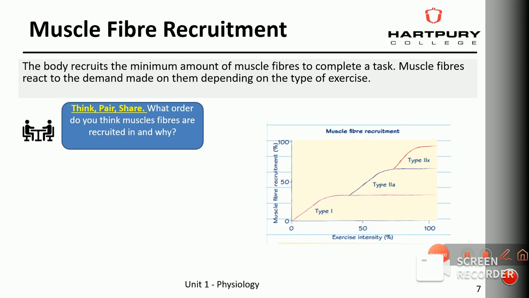So if we have a look at this table, or this graph, you can see that on the y-axis we've got muscle fibre recruitment, on the x-axis we have exercise intensity. So we recruit muscle fibres based on the intensity. So as intensity of exercise increases, muscle fibre recruitment moves from slow twitch, that's type 1, to fast twitch, that's type 2A and type 2X. So if you take a look at the graph, you can see it's represented here.